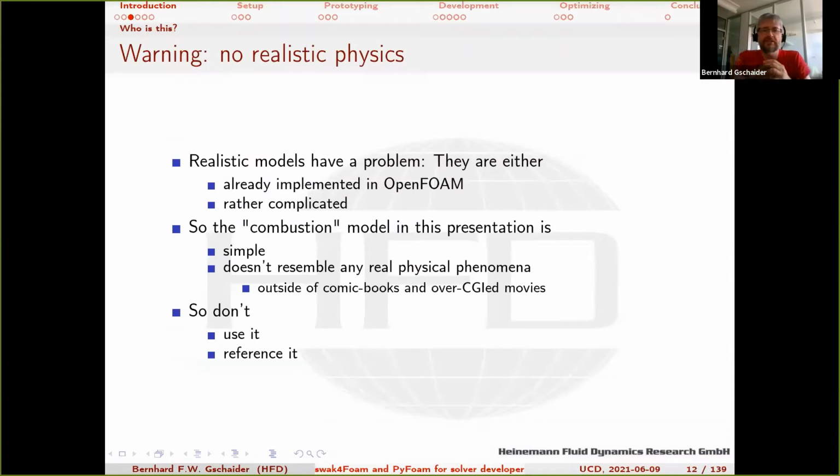So this is a trigger warning. There are some unrealistic physics in this presentation. The reason is that realistic physics is either already implemented in OpenFOAM, or it's rather complicated, and that's beside the point of the exercise. So the combustion model is simple, and it doesn't resemble any real physics. Don't use it, don't reference it. You may laugh about it, but not into my face.